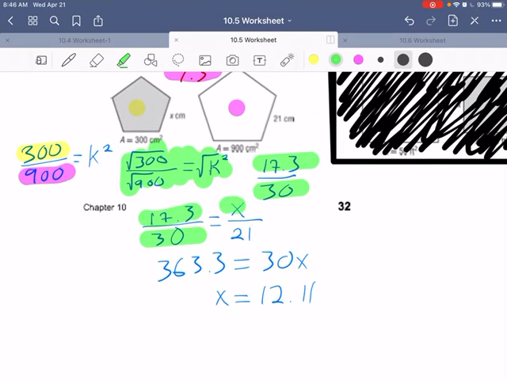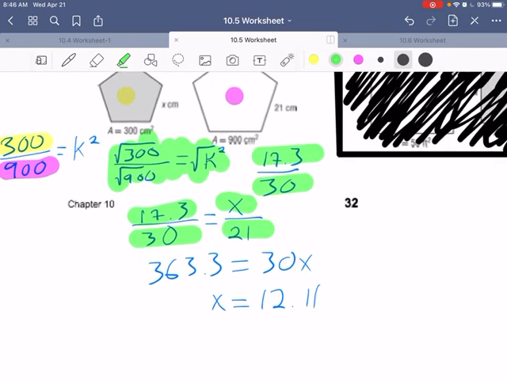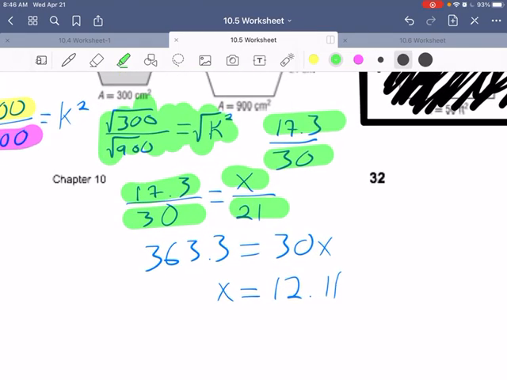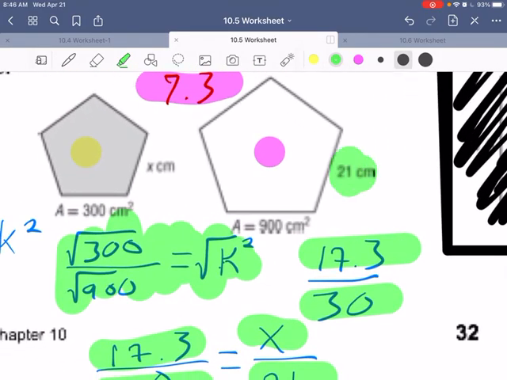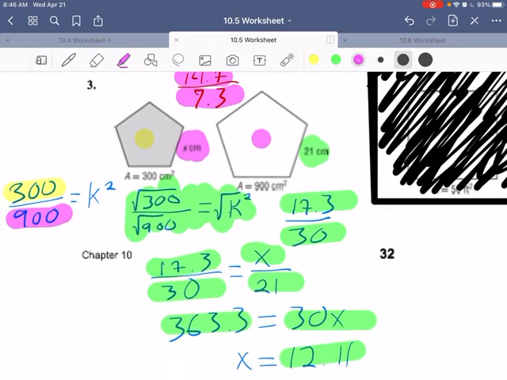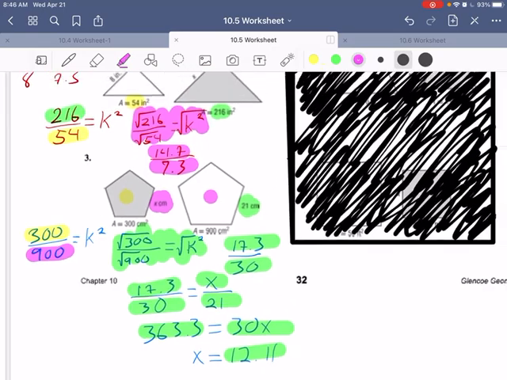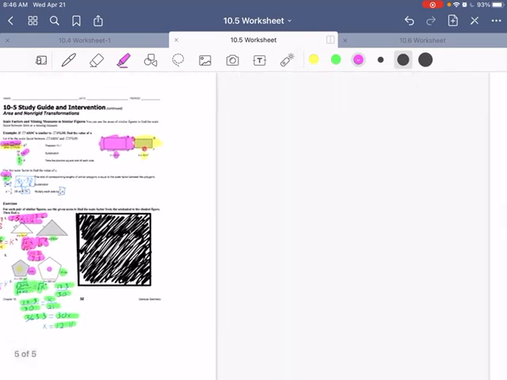Since that's in a proportion, we can cross multiply, which is what I did. We end up with 363.3 equals 30x. We divide both sides by 30 to get x by itself and get 12.11, which makes sense. If you look at these two, this is 21, so it does make sense that this would be smaller, or right around 12 for our answer. Okay, makes common sense.